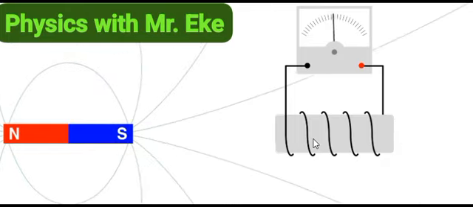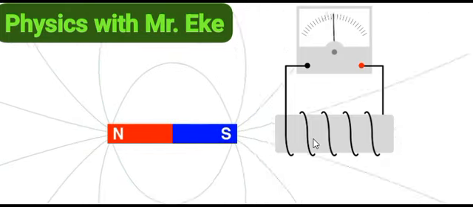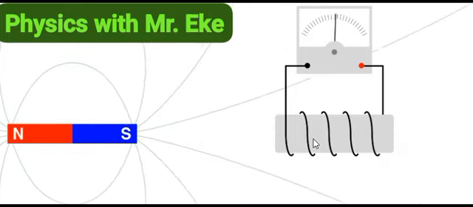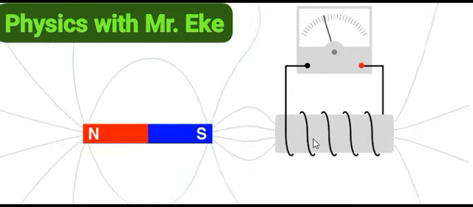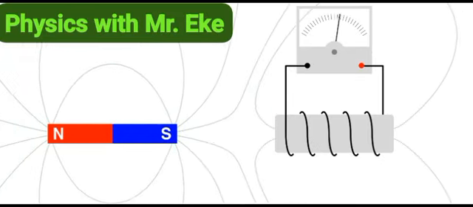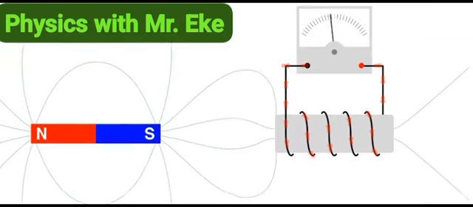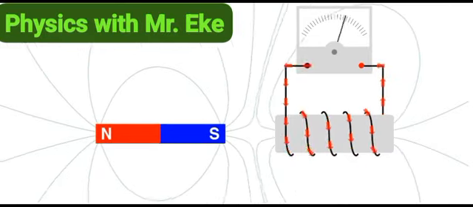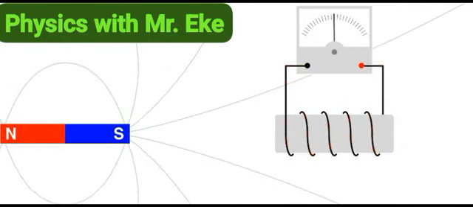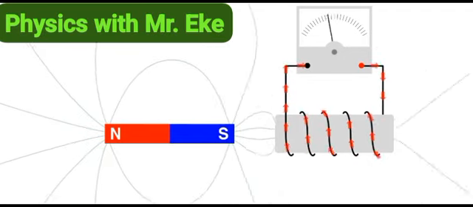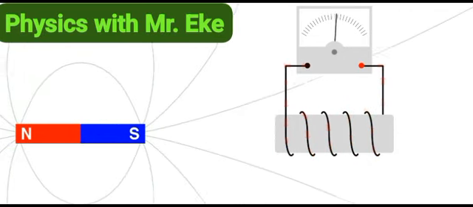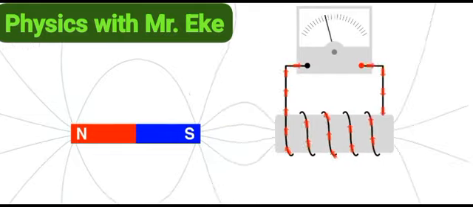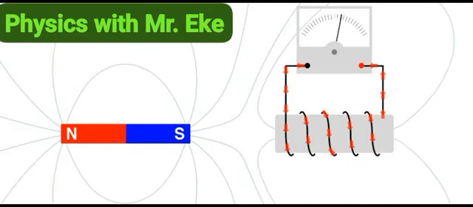The induced current is in such a way that it opposes that change in the magnetic flux. If you notice the direction of the induced EMF, I'm showing you the direction of the induced EMF. You can see that the direction of the induced EMF is in such a way as to oppose that change in the magnetic flux.